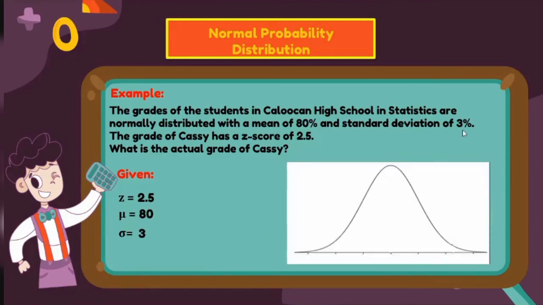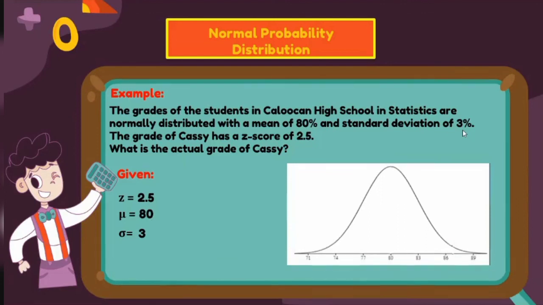Next natin is, syempre, you have to construct a standard normal curve. So, meron na tayong mga terms dyan. Since the mean is equal to 80, then you have a standard deviation of 3. Add lang tayo ng 3 to the right side. So, you have 83, 86, and 89. And then, since the standard deviation is 3, going to the left side, you have to subtract yung mean natin by 3. So, you will have 77, 74, and 71.